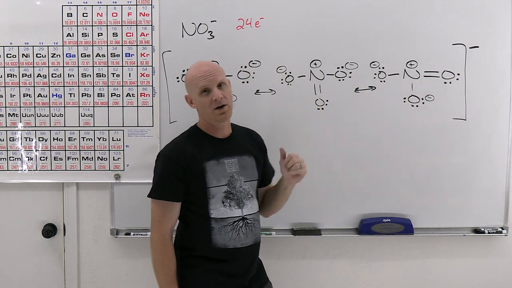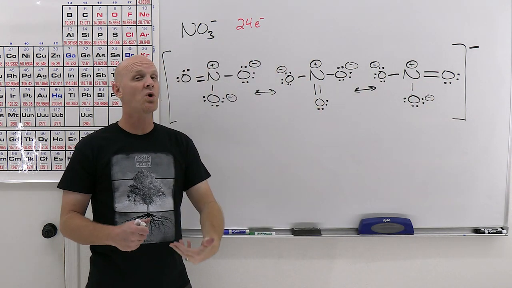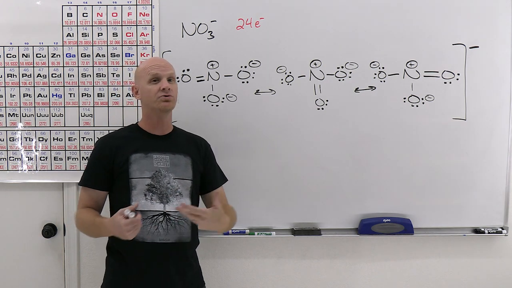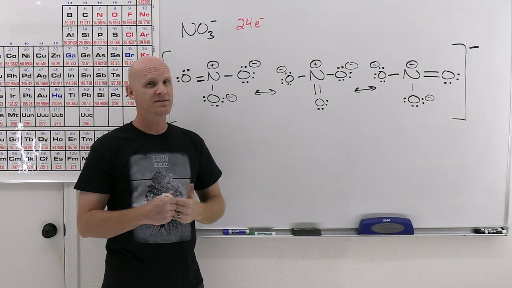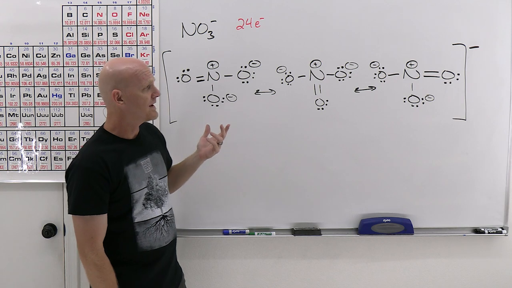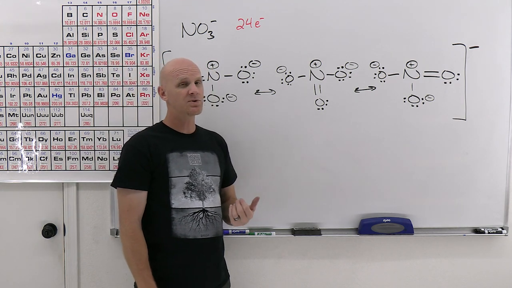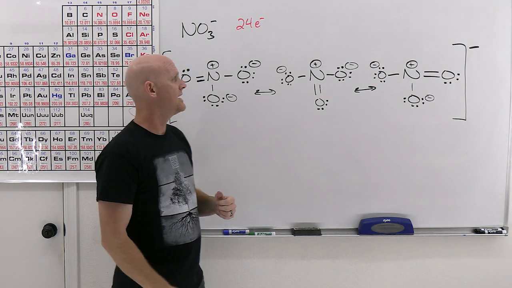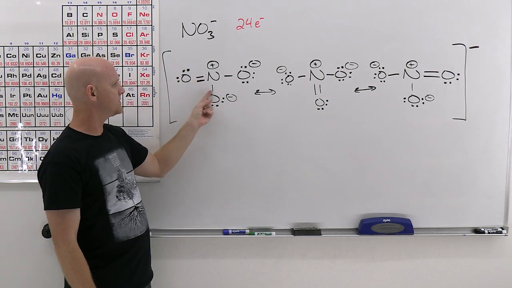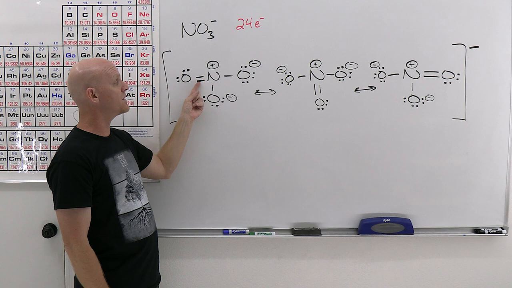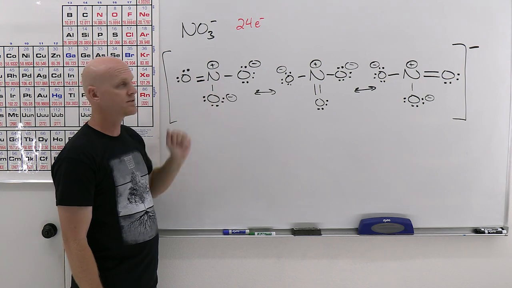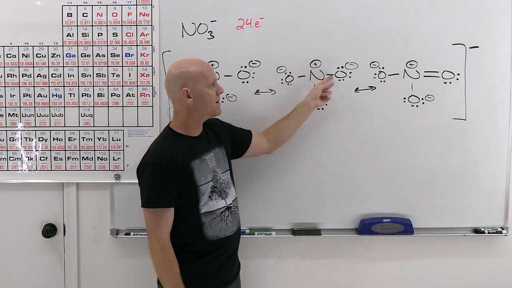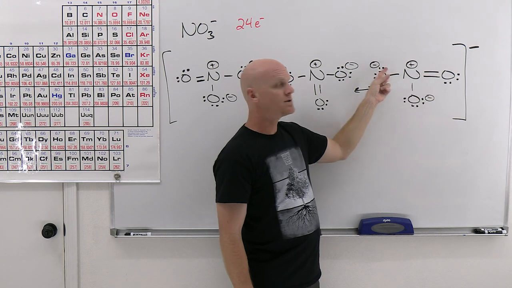And one thing you should realize is that a double bond is stronger than a single bond, and a triple bond is stronger than a double bond when it's between the same two atoms. And when you have a stronger bond between the same two atoms, it actually ends up being a shorter bond. They're pulled closer together. So by saying we have a double bond here and two single bonds here, we're actually saying that we have one short bond and two longer bonds.